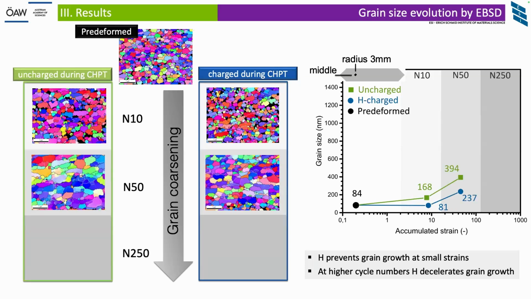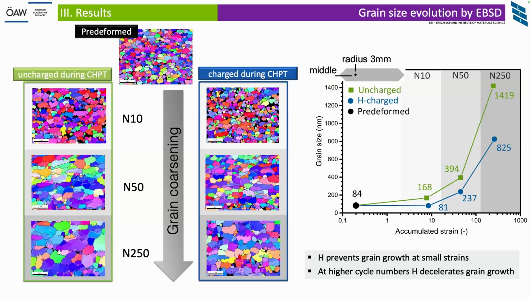With increasing the cycle number, we also increase the driving force for grain growth. So we push dislocations into the structure, and so the pressure on the boundary becomes larger. And this means that we cannot prevent grain growth even in the hydrogen charged samples. So it increases up to 300 nanometer for the hydrogen charged case. And this proceeds now also for higher cycle numbers of 250.